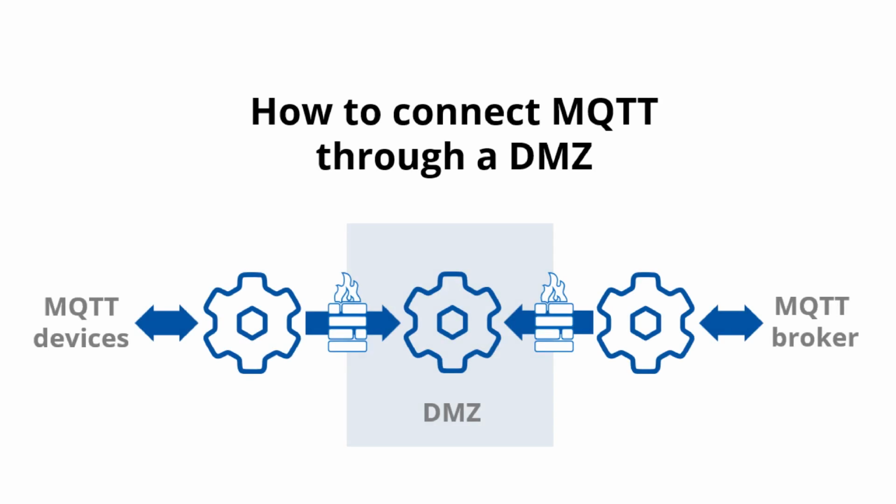How to connect MQTT through a DMZ, for segmented networks, to keep your system secure. This is done using tunnel/mirroring over 3 computers, the first one connected to MQTT devices, the second one on the DMZ, and the third one connected to the MQTT broker.